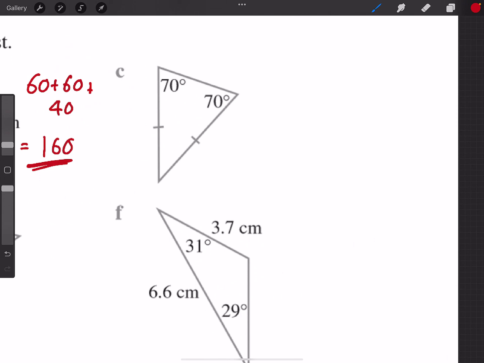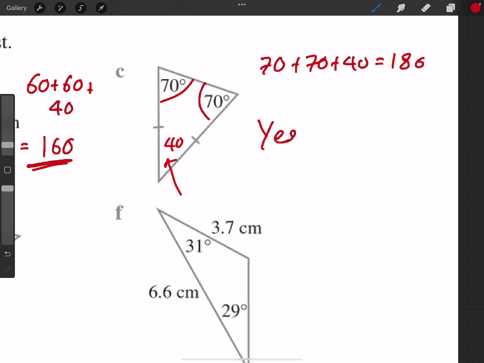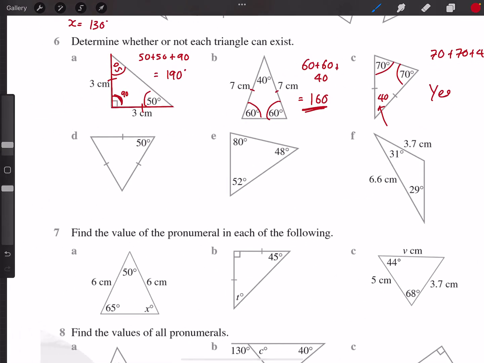Okay. Now this one is 70. This is 70. That's correct. This angle is not given to us, so it can be anything. So therefore, this can be 40 as well. So 70 plus 70 plus 40 is 180. That's correct. So yes, this one can exist. I should probably write no for these ones.